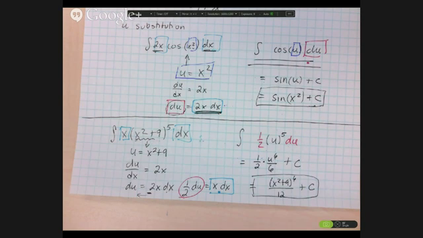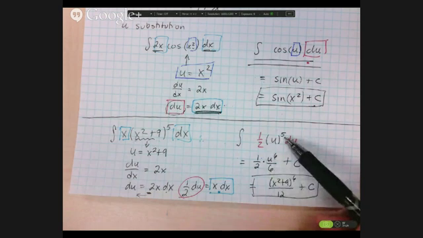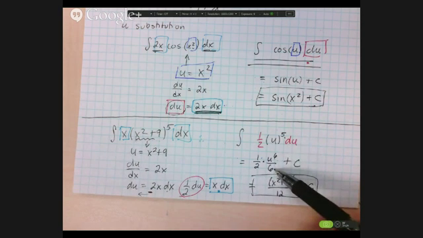How did you get to 6? You add, remember, integral power rule, add 1 to the power, the exponent, and divide by it. That's right.